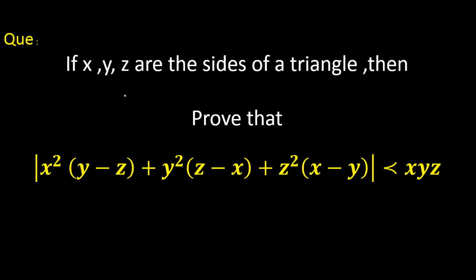The question is, if x, y and z are the sides of the triangle, then we have to prove this. Modulus of x square times y minus z plus y square times z minus x plus z square times x minus y is less than x multiplied by y multiplied by z. So in the next slide, I'm going to start.